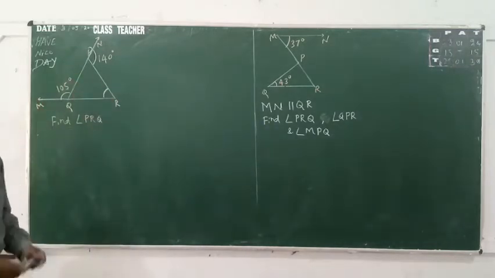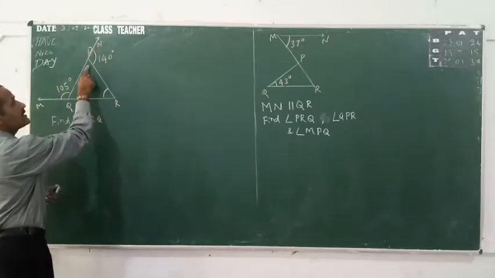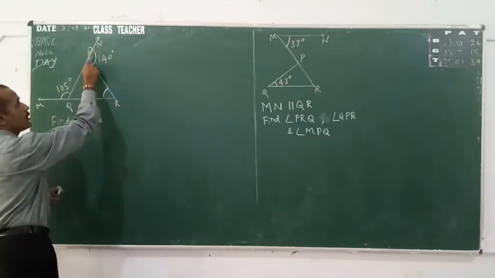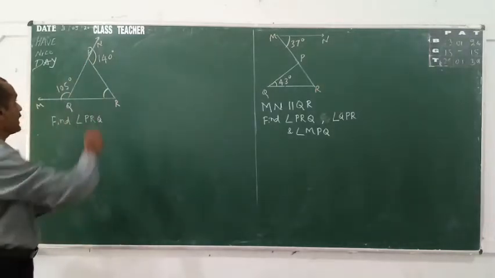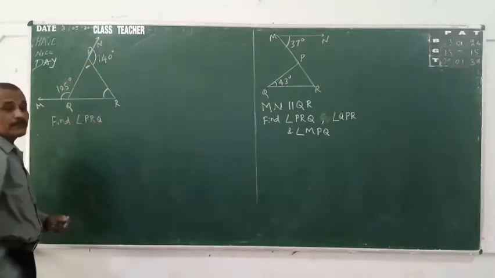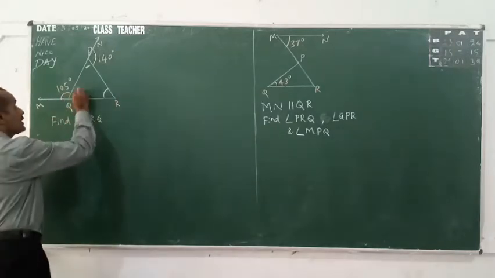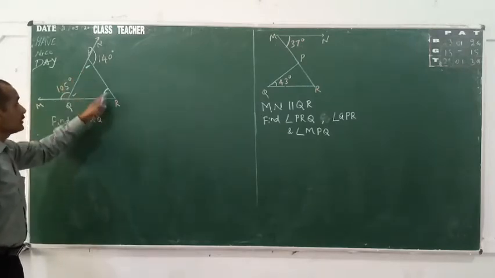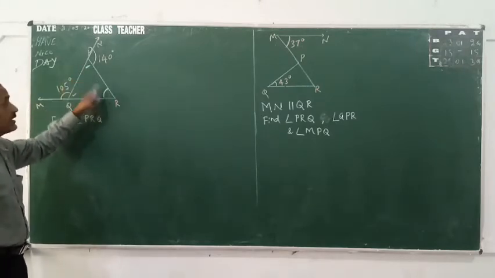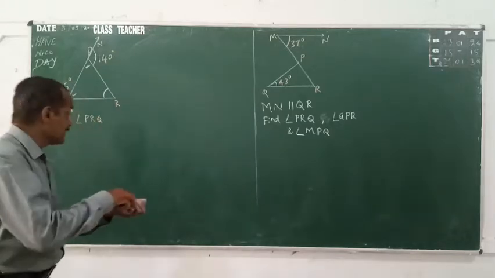Very, very simple question. See, when this is known, you can find this angle because they are called supplementary angles or a linear pair of angles. So with that you can find this angle first. Then you can apply the property that the sum of the three angles of a triangle is equal to 180. These two are known, this can be found. But how to write this systematically? That I will tell you.